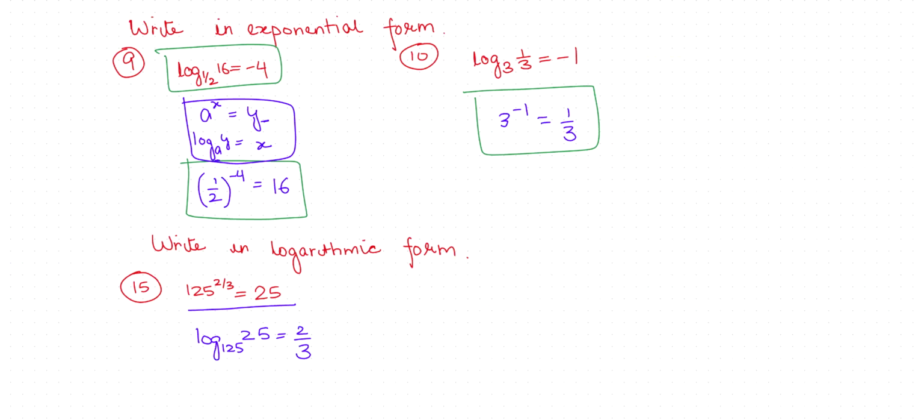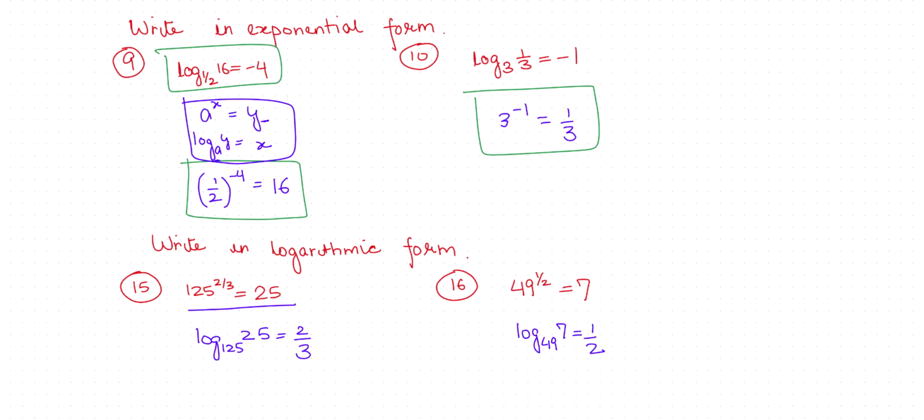Let's do one more of this type. So this is 49 raised to power half is 7, and we have to write the log for this. So log, this 49 is the base, so we write it here. This 7 is the argument and half is the output. So we say this as log base 49 of 7 is half.